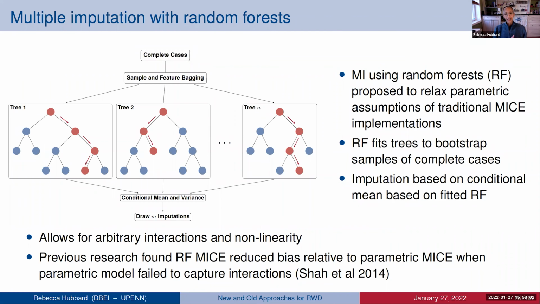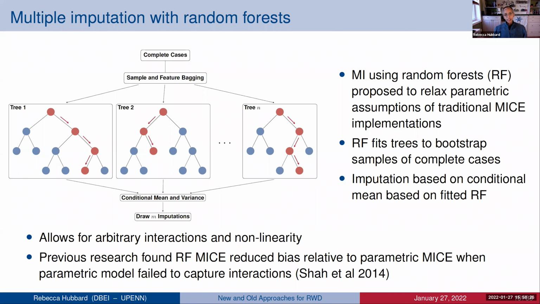The rationale behind multiple imputation with random forests is really just that a random forest is potentially going to be more flexible. It's not going to require us to pre-specify the set of interactions that we want to consider or nonlinear terms that we want to consider. It's going to flexibly incorporate whichever ones the data suggests are needed in order to come up with a good imputation.